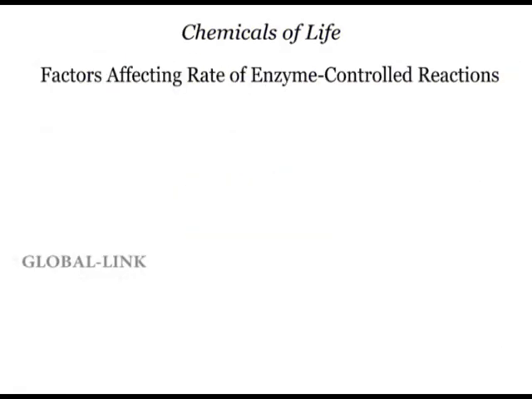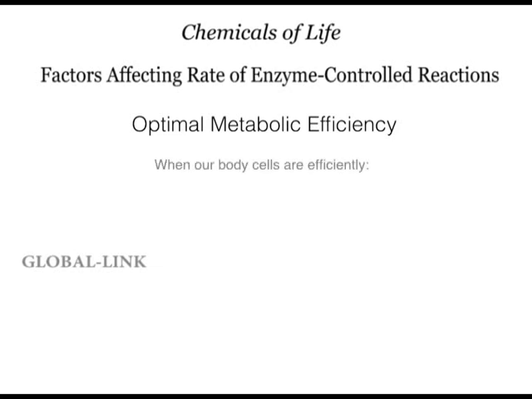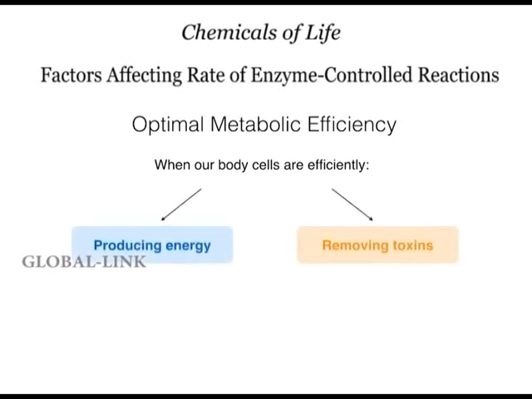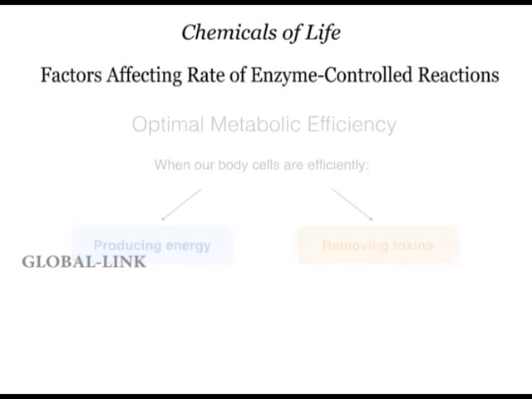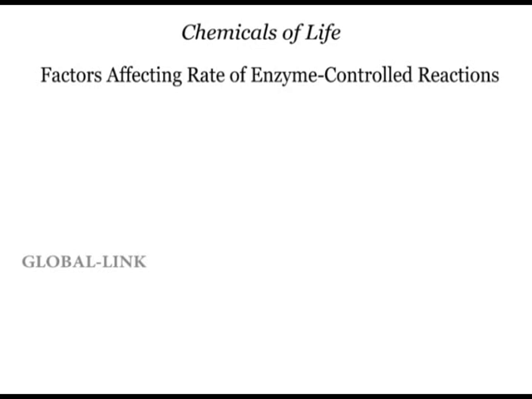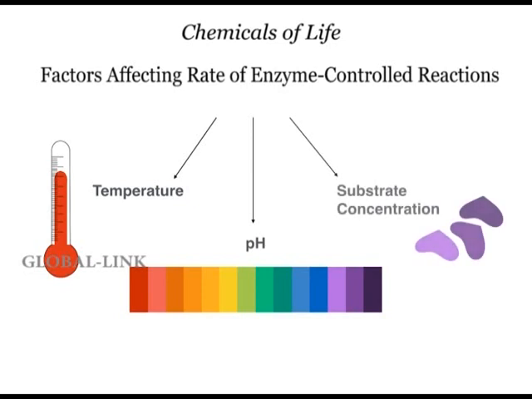And now, factors affecting enzyme-controlled reactions. Now, before we go far, let's define something called optimal metabolic efficiency. This is when body cells are efficiently working, producing energy and removing toxins. Ideally, this only happens when enzymes' function is at its best. Factors that affect the enzyme activity include temperature, pH levels, and substrate concentration.